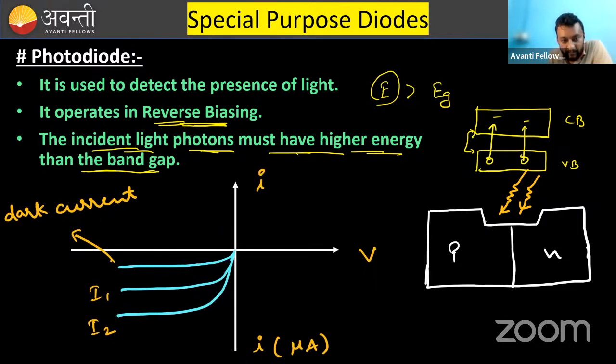Now, what happens? In the reverse biasing, if I have applied no light, no light is incident, then there is a very small amount of current, and this current is known as dark current. Now, if I gradually increase the intensity of light, what will happen? If I increase the intensity to I1, then current in the reverse bias will increase. If I further increase the intensity, then current will further increase. Why current is increasing on increasing the intensity?